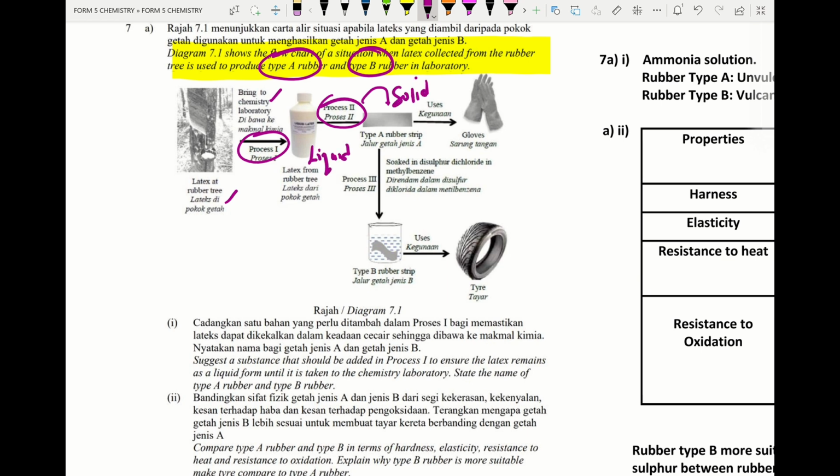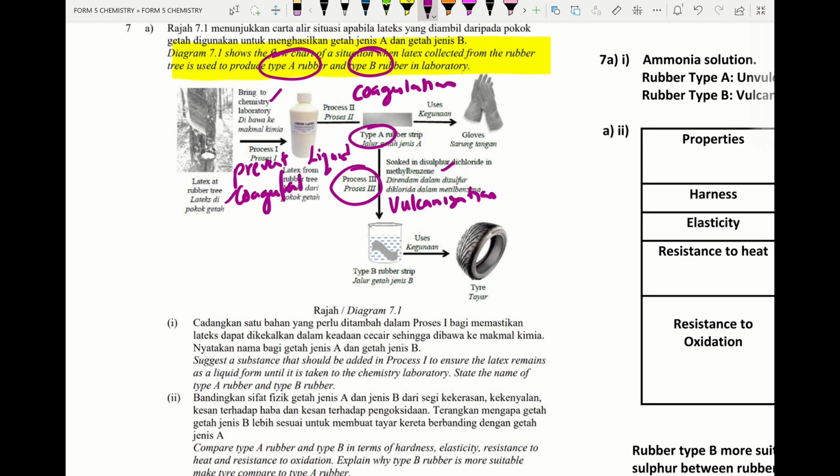So here they add methanoic acid. All right, so this is process 2, coagulation of latex. This prevents the coagulation of latex. So here they take process 3. In process 3, the rubber type A is dipped in disulfur dichloride in methylbenzene. So this process is known as the vulcanization process, and process 2 is known as coagulation of latex. This other process is to prevent the coagulation of latex, so they add ammonia solution.